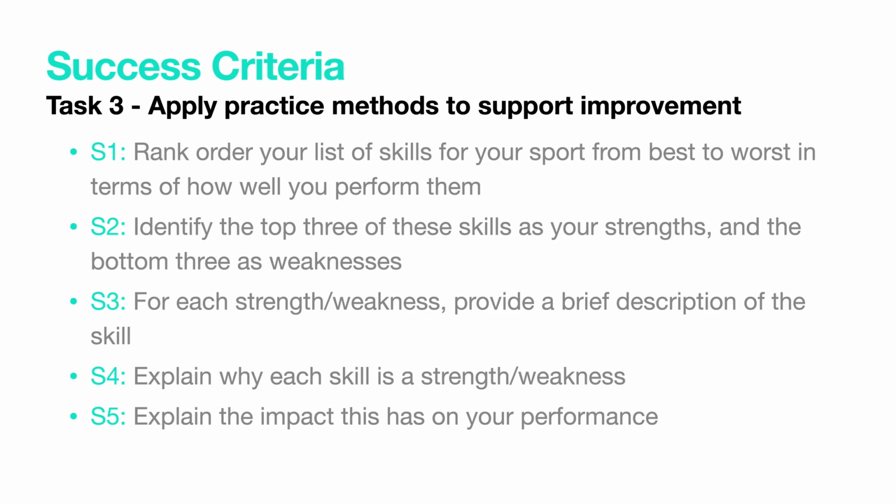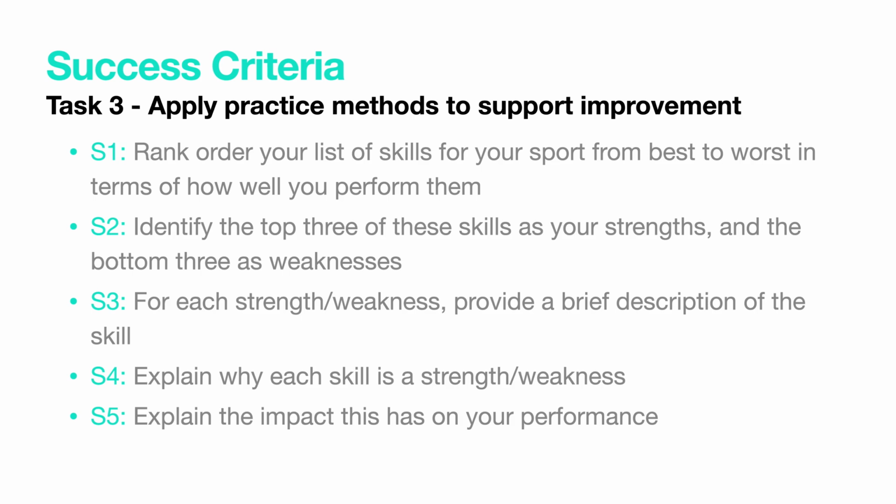In terms of S2, identifying the top 3 of these skills as your strengths and the bottom 3 as weaknesses. Again, dead straightforward. Your top 3 are the ones you're best at. These are your strengths. The bottom 3 are your weaknesses, and these are the ones we're going to look at to improve. S3, S4 and S5 are where most of our efforts are going to be in terms of our work today. So for each strength and weakness, you need to provide a brief description of the skill. So you're going to tell me what this skill is. Okay.